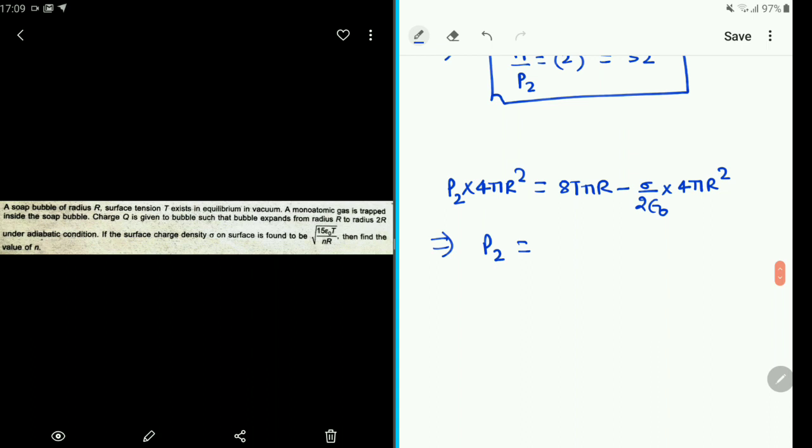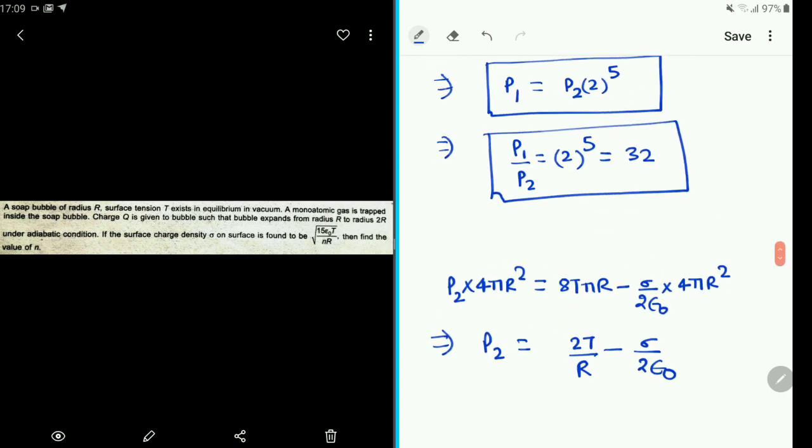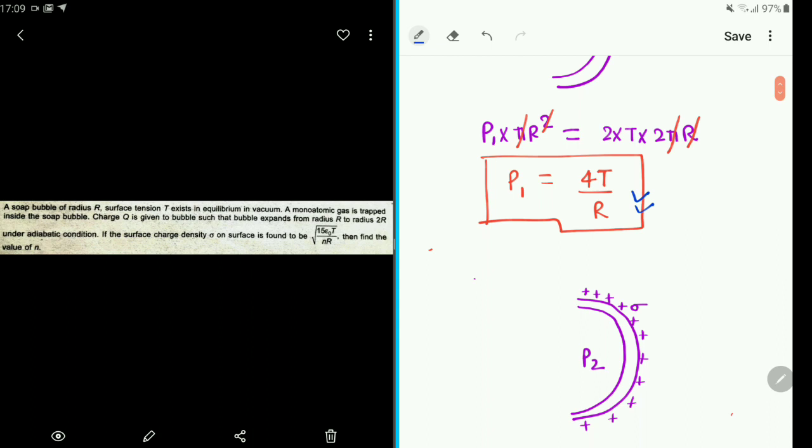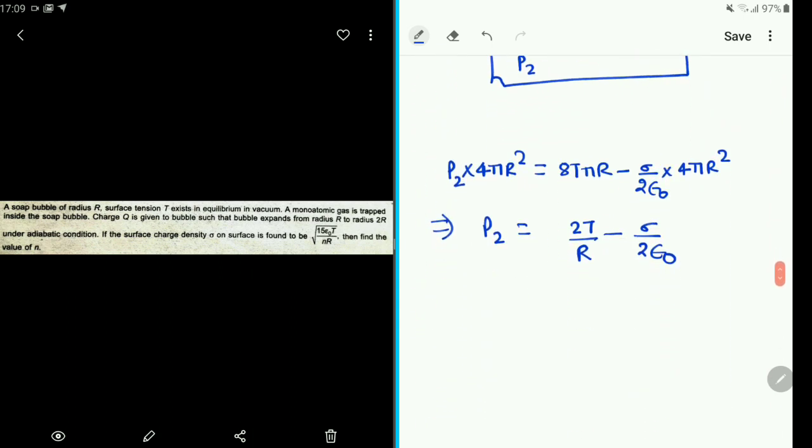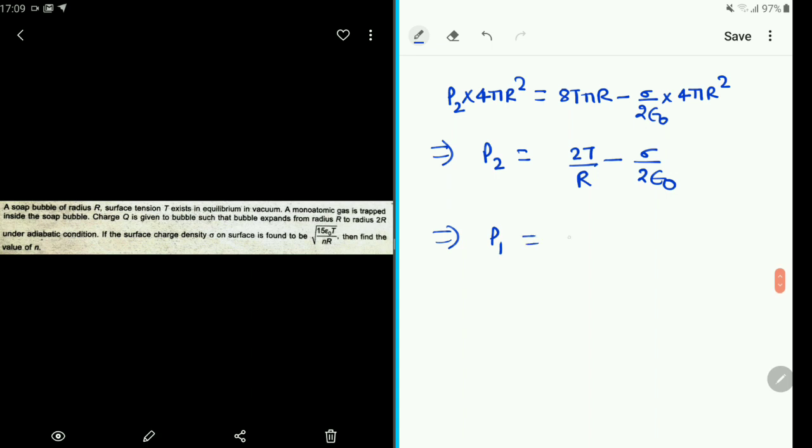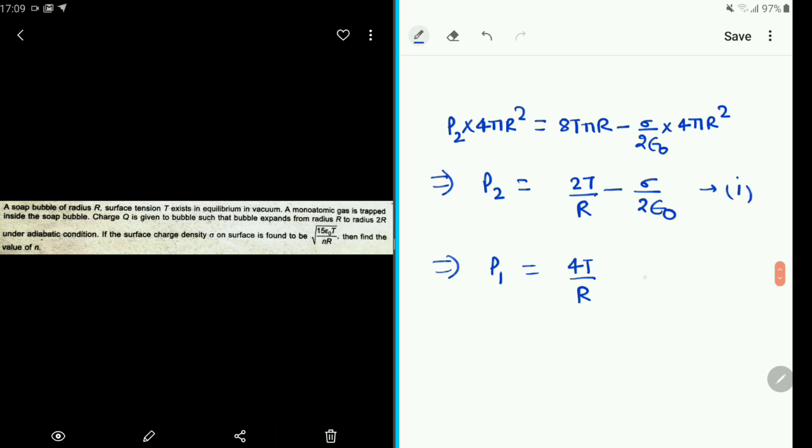So P2 from here comes out to be, I'll basically divide the RHS by 4 pi r square, so P2 will come out to be 2T by r minus sigma square upon 2 epsilon naught. I will correct that to sigma square, because the electrostatic pressure is sigma square upon 2 epsilon naught. And we already know the first equation that I wrote, P1 was equal to 4T by R.